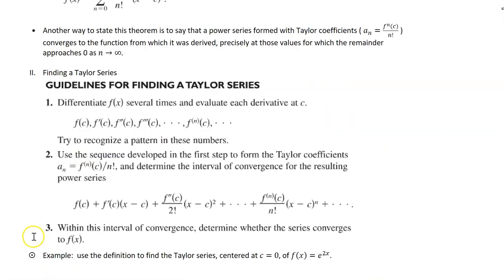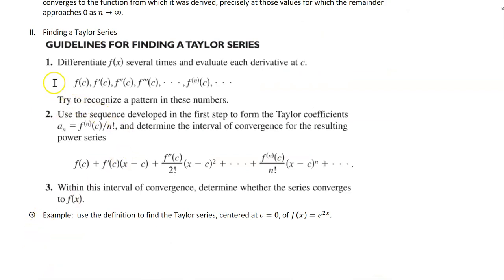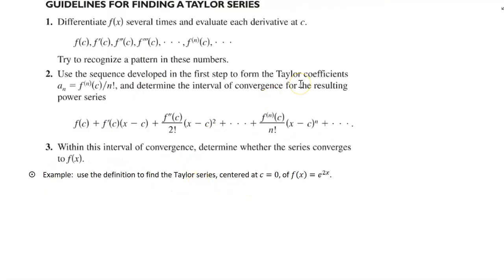So these are some guidelines for finding a Taylor series. It's basically just the process that we went through. We find the derivatives and we try to recognize a pattern. We build those coefficients with the n factorial and so on and so forth. And then we determine the interval of convergence and determine whether the series converges to f of x within that interval of convergence. So let's do an example.